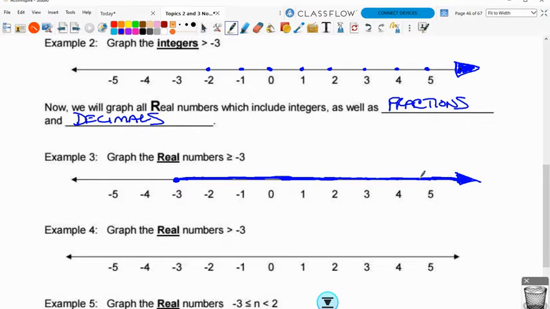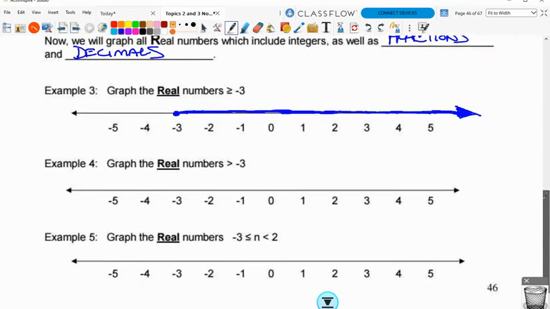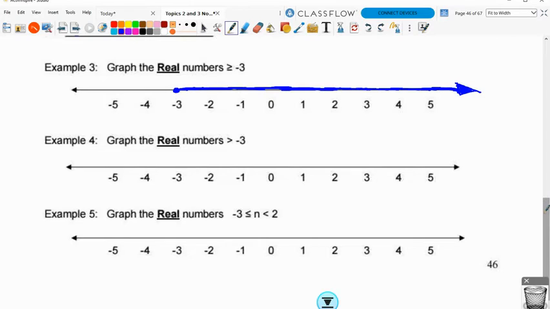In example 4, it says to graph the real numbers that are only greater than -3. Since I'm not allowed to be equal to -3, I can't include it as part of my solution. And I can't start at -2 because there are a lot of fractions and decimals in between -3 and -2 that I wouldn't be including. So instead of putting a dot on -3, I'm just going to put a circle that's not filled in. This means that I'm not including -3 as part of my answer.